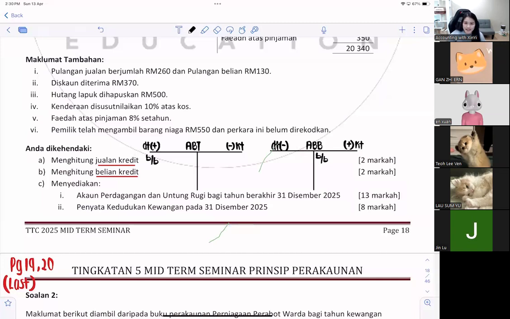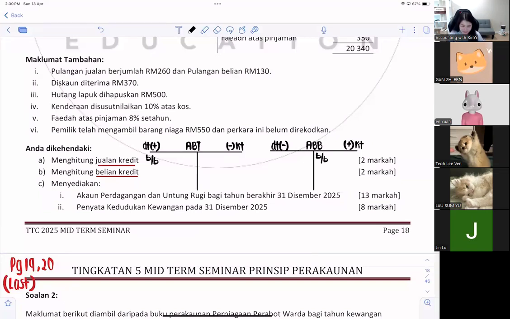I accidentally draw on my screen. Never mind. I help you remove, okay? Don't worry. You're using phone, is it? Because usually when you use phone, it's easier to draw on the screen. Okay, don't worry, I erased already. Okay, it happens a lot.